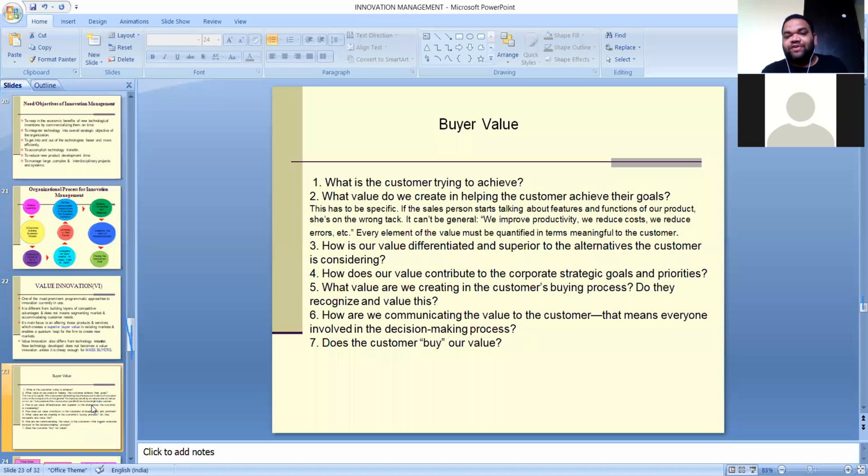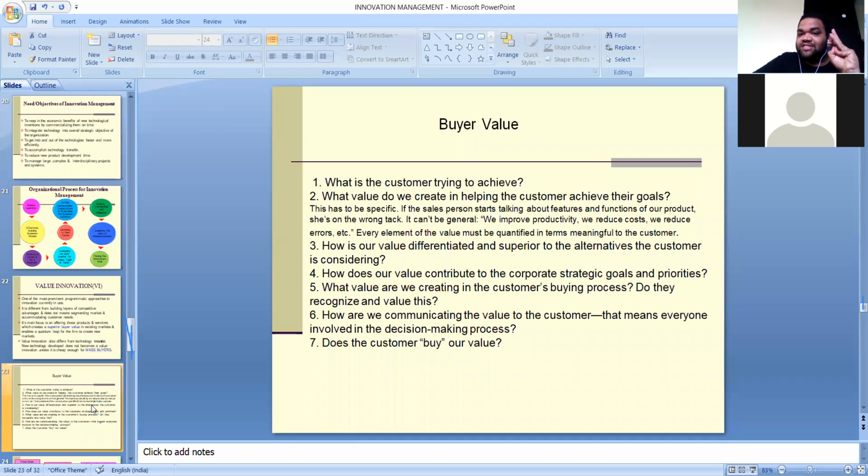We improve productivity, we reduce cost, we reduce error, etc. Every element of the value must be quantified in terms meaningful to the customer. Now, if you see the question, what value do we create in helping the customer achieve their goals? Achieving the goals means, first of all, satisfaction. Is he accommodated with the needs or not? That is also we are going to check.